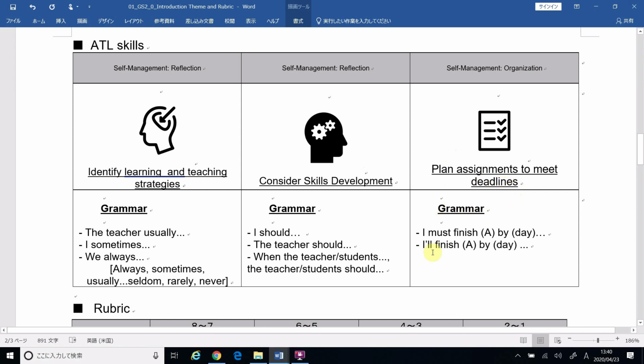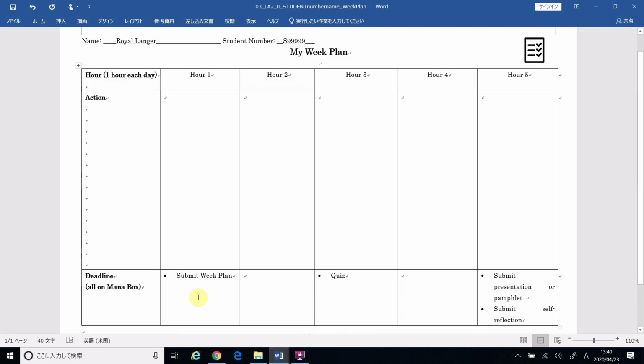And the grammar I'll use is I must finish A by day. I must finish, I'll finish. Let's try. Okay. I must finish submitting my week plan by hour 1. So that means today I should submit my week plan.